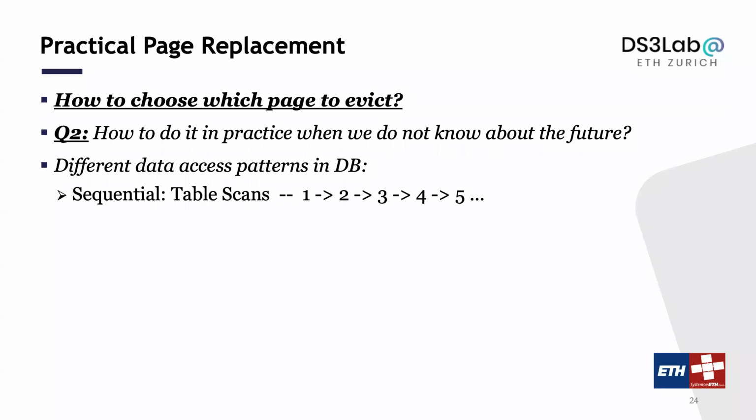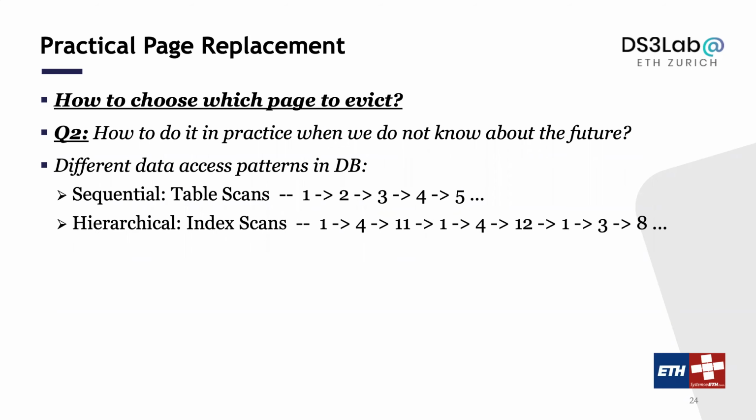So inside database, we have a whole bunch of data access patterns. We have, for example, sequential scan, right? You start from page 1, you go to page 2, page 3, page 4, right? You have those hierarchical access patterns where you have one page which is the root. For example, here is number 1, and you keep going back to it, right? You keep doing 1, 1, 1, right?